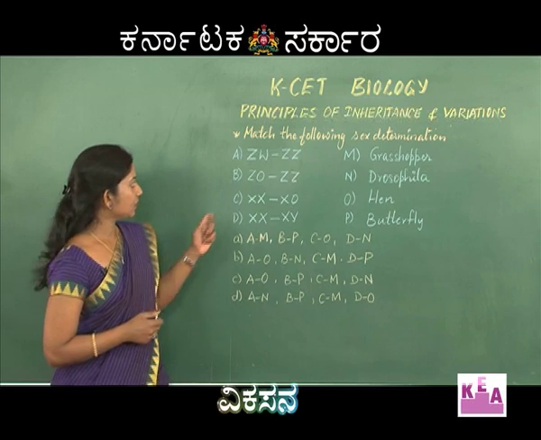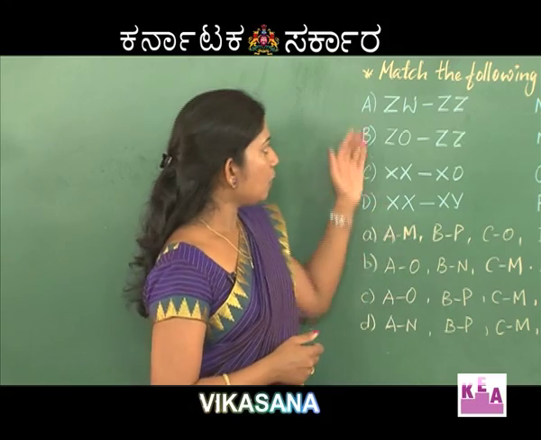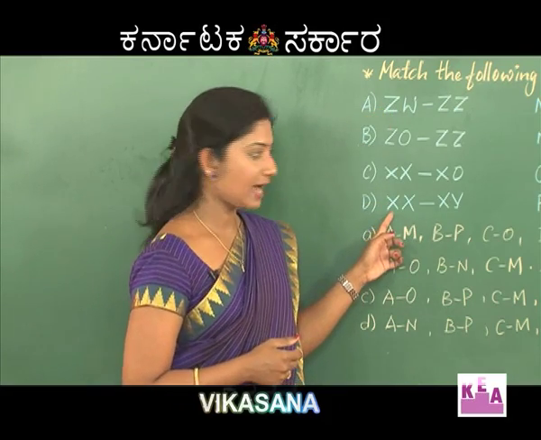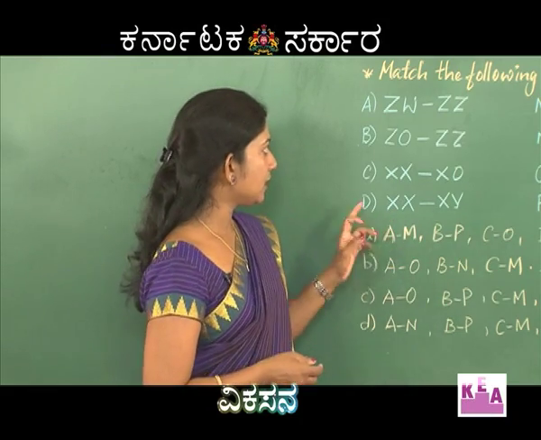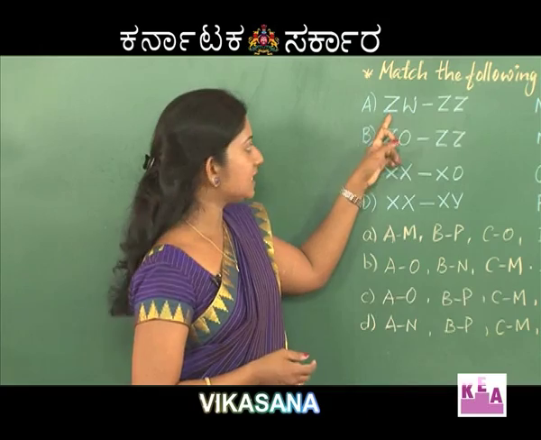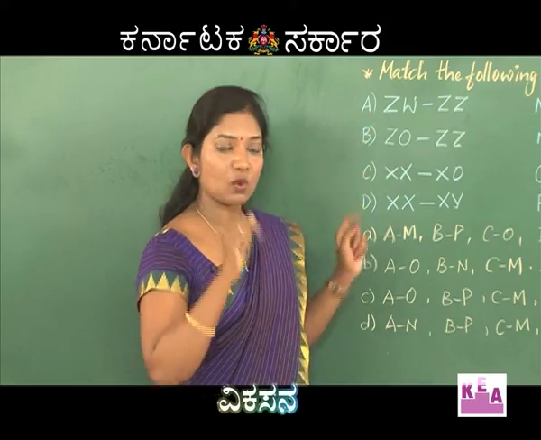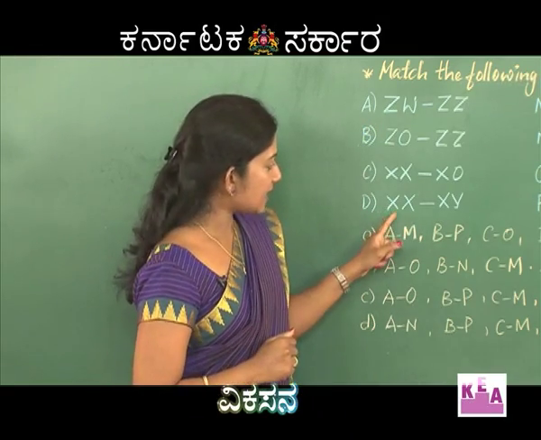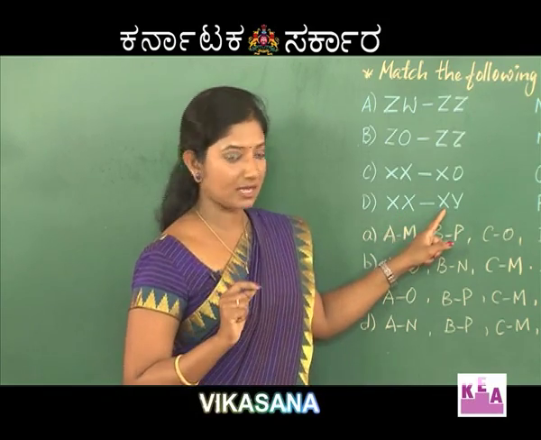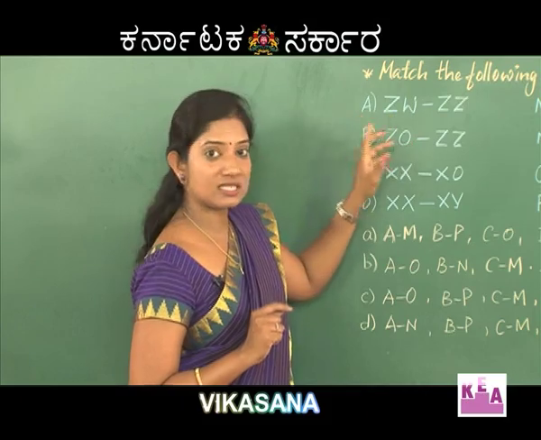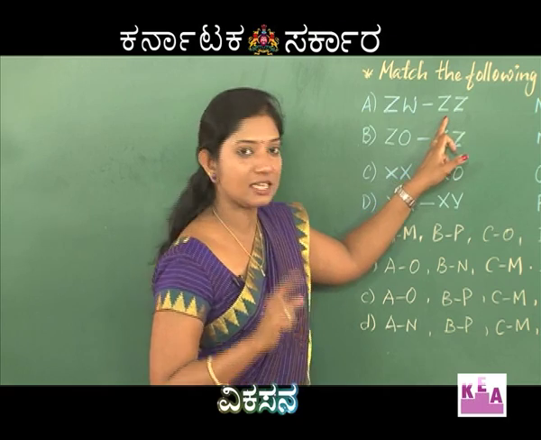The next two, ZW and ZZ. This is almost similar to the last type of sex determination, but to avoid confusion, instead of X we write Z, and instead of Y we write W. But there is one more difference here. In the earlier case the female was homogametic and the male was heterogametic, whereas in this case the female is heterogametic and the male is homogametic.